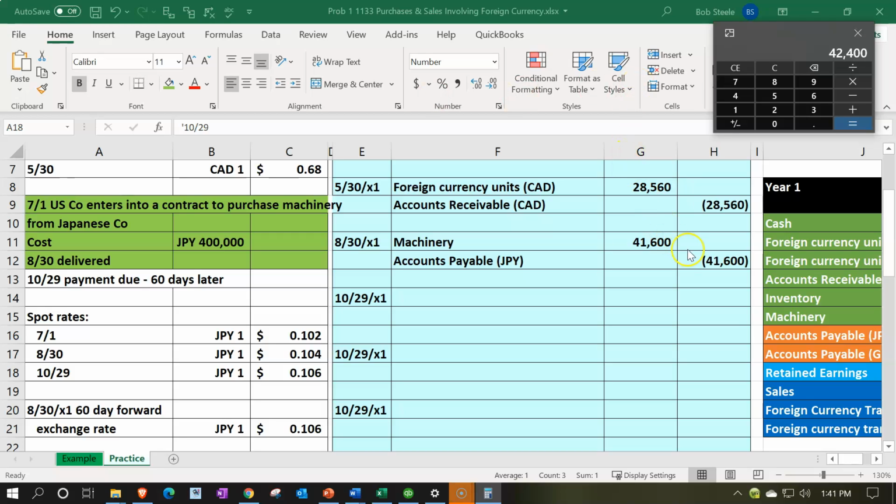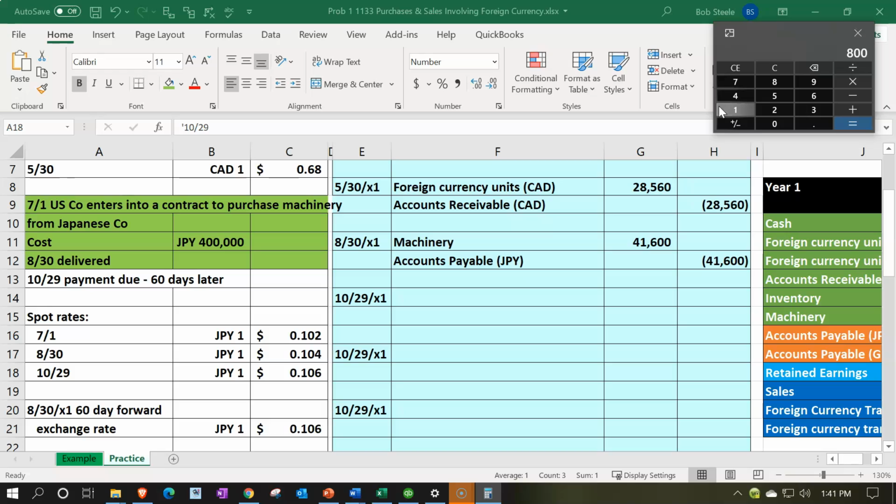It's only on the books at the 41,600. So we're going to have to increase the payable to that 42,400, so we could subtract out what is currently there minus the 41,600. We'd have to increase it by $800. The other way we can think about that is by taking the 0.106 minus the 0.104. There's the difference in terms of the exchange rate, the change, times the 400,000, and we get that $800.